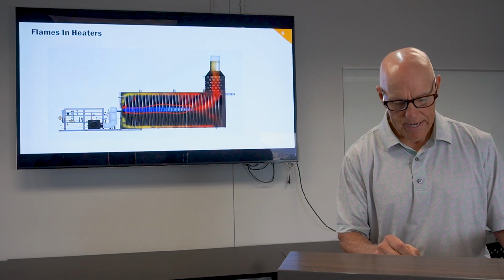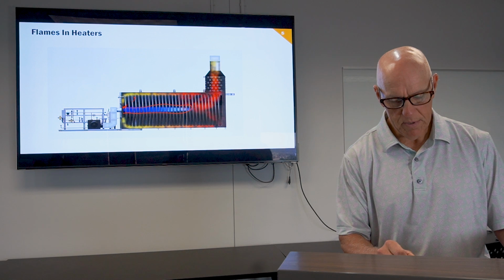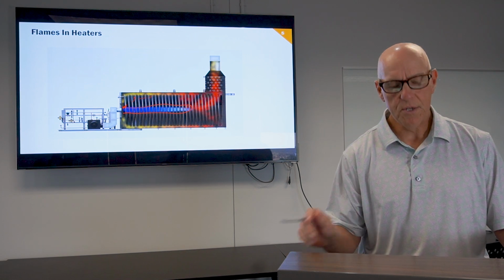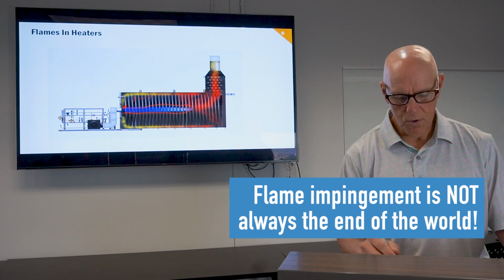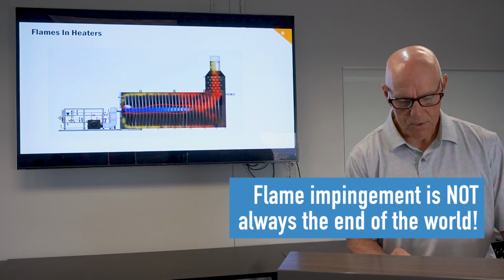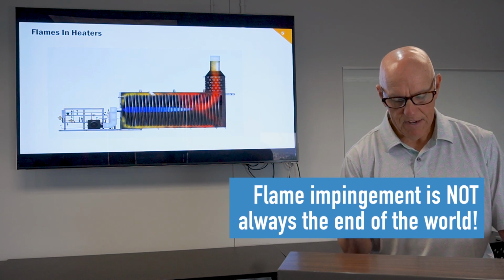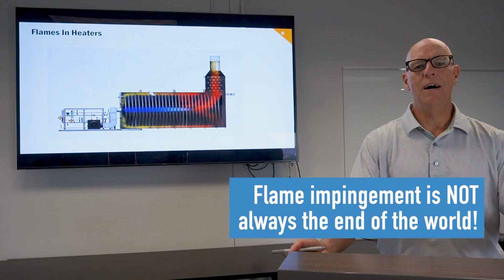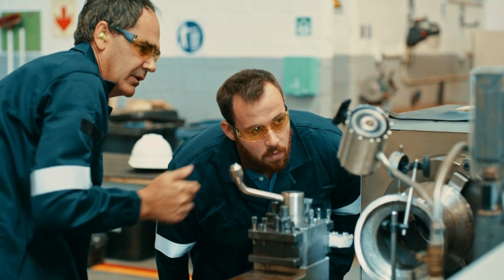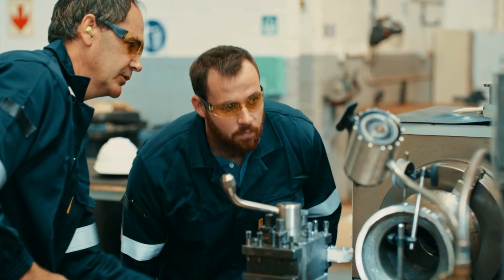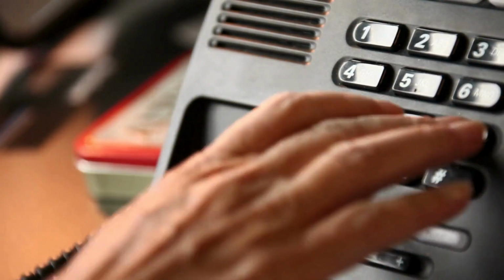So I can have situations where I have a little bit of impingement on a tube, but it's not significant enough to actually damage the tube or overheat the fluid inside the tube. So it is possible to have flame impingement and not be the end of the world. But if I'm training operators, hey, if you see flame impingement, you should consult the heater manufacturer, the burner manufacturer, and see if you can get it off the tube.